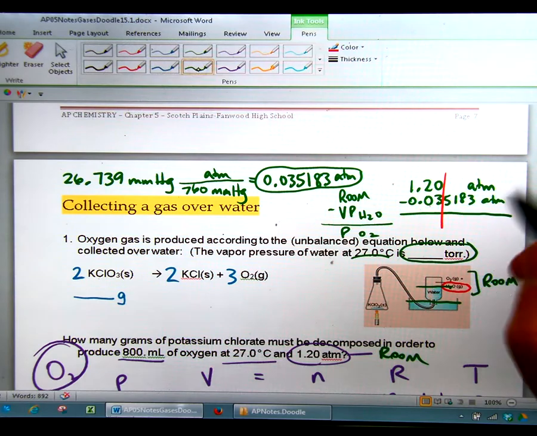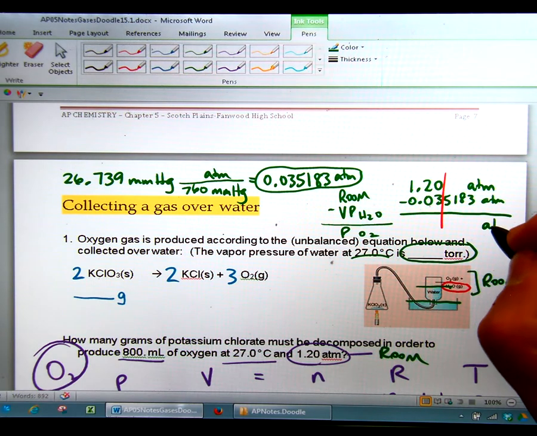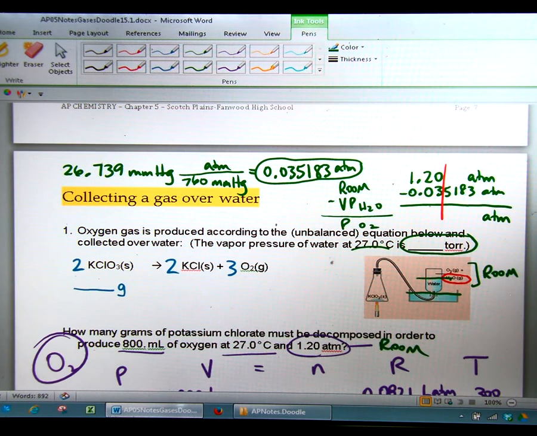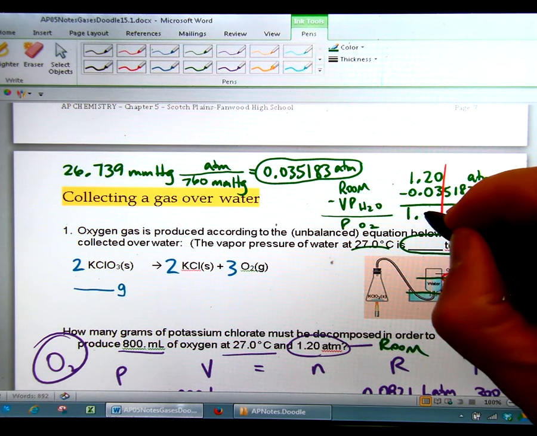You can see that the pressure is not going to change significantly, but of course there will be problems where it'll make more of a difference. So we're going to take 1.2 minus that number. We're going to get 1.1648.